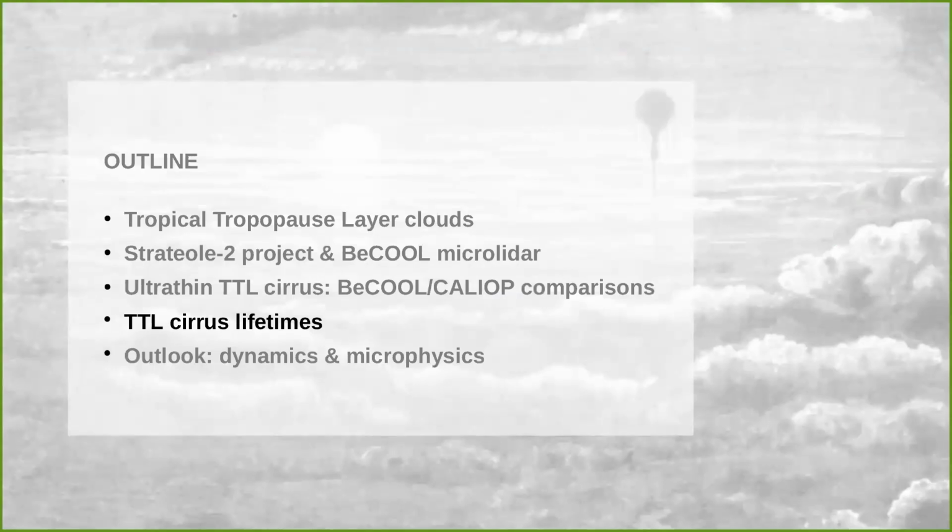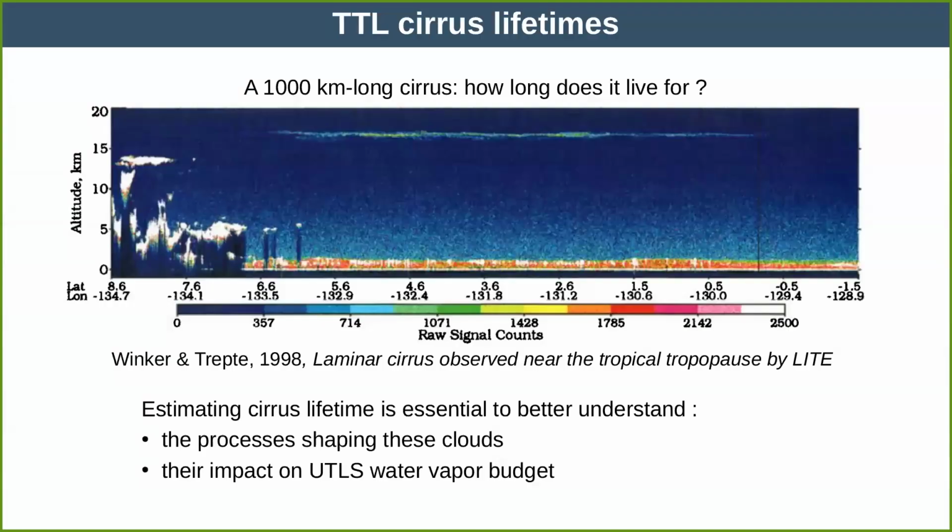In our second study, the idea is to take advantage of the slow motion of the balloon over the clouds to estimate their lifetime. Going back to this picture from earlier, we see here a 1,000 kilometer long cirrus, but how long does it live for? It's essential to estimate the cloud lifetime to better understand, on the one hand, the processes that shape these clouds and the relevant timescales to simulate, and also the impact of those clouds on the upper troposphere, lower stratosphere water vapor budget.